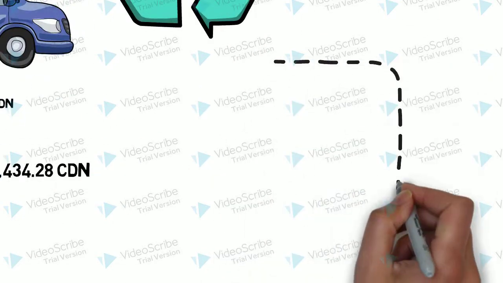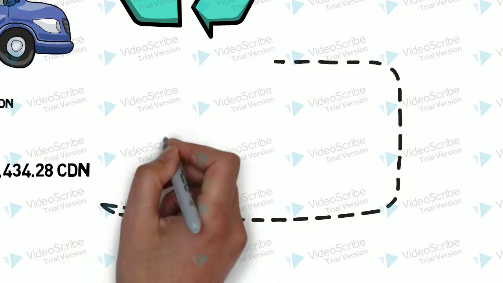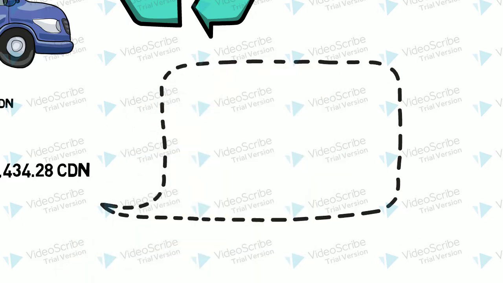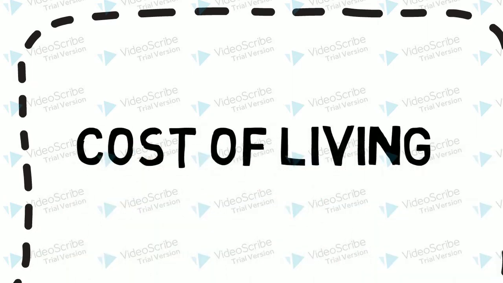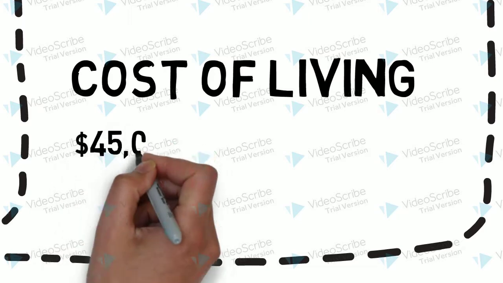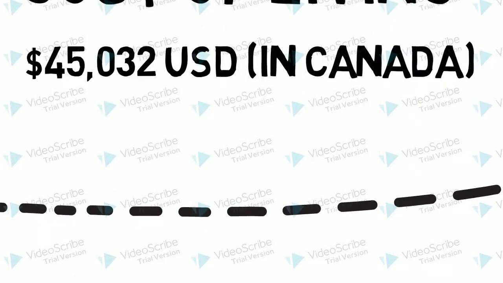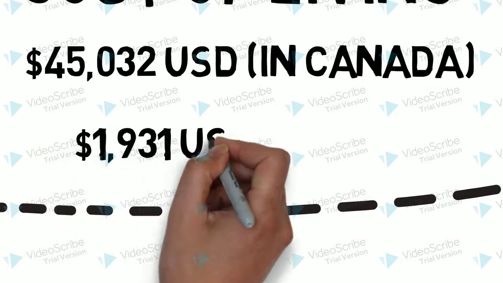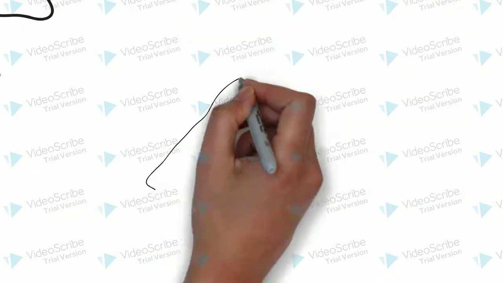Another reason for this difference in price is the cost of living. This is not necessarily true with the car, but on average, Canadians make a lot more per capita than Indian people do. To be exact, it's about 45,000 US dollars for every person in Canada that's contributed to the economy, where it's about $1,931 US for each Indian person.